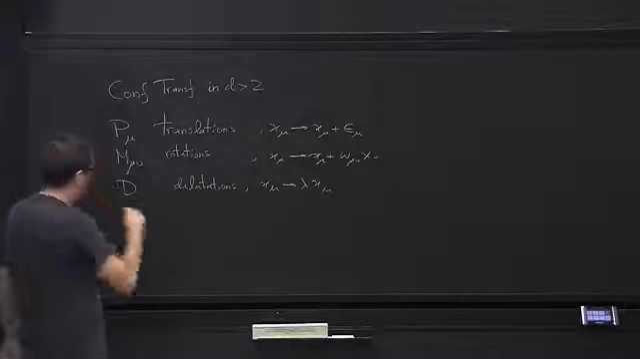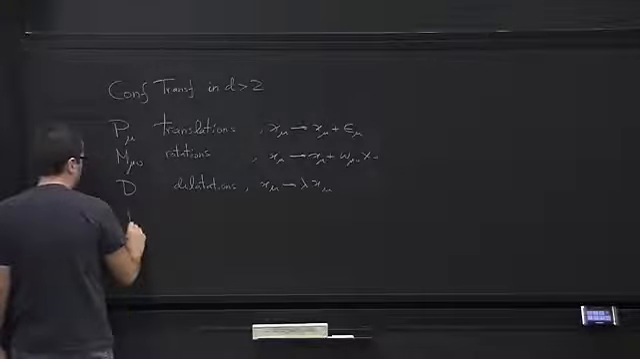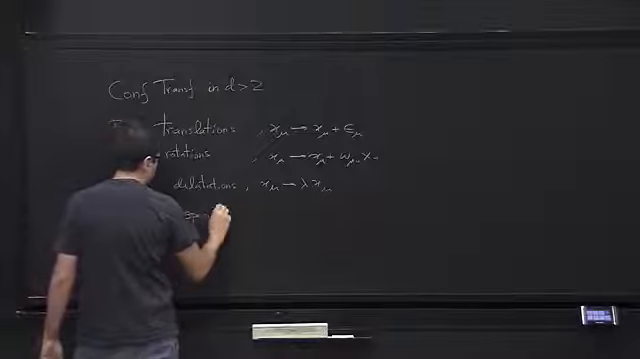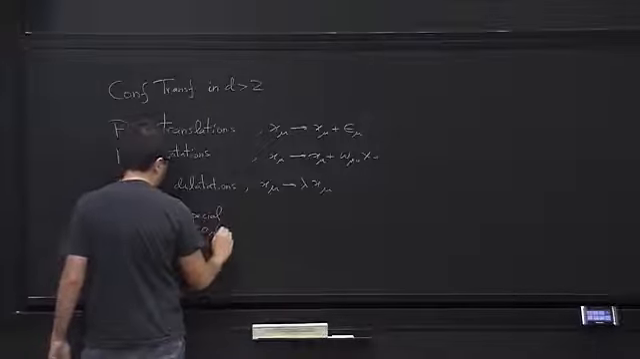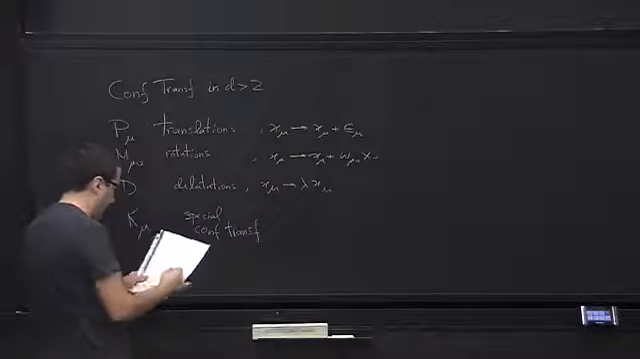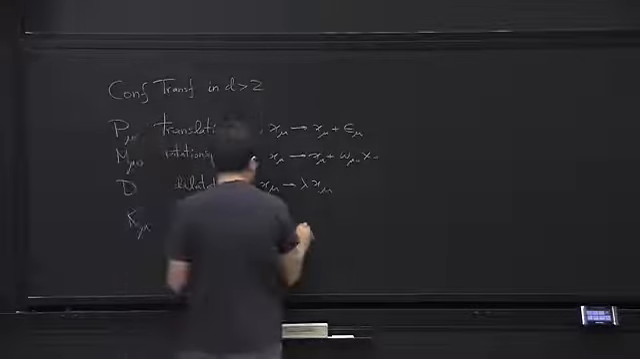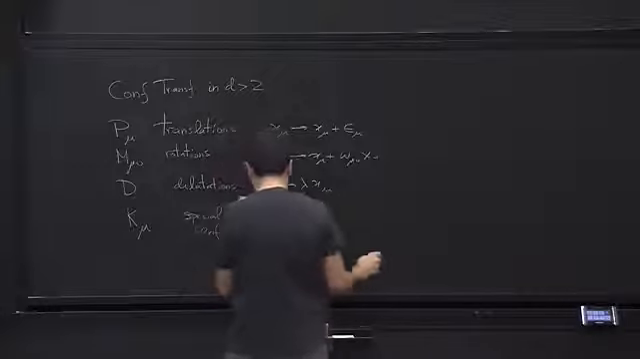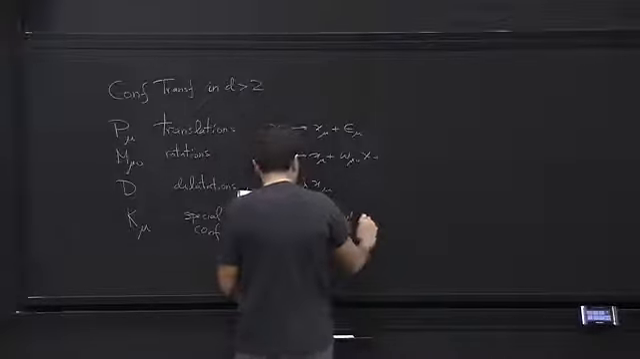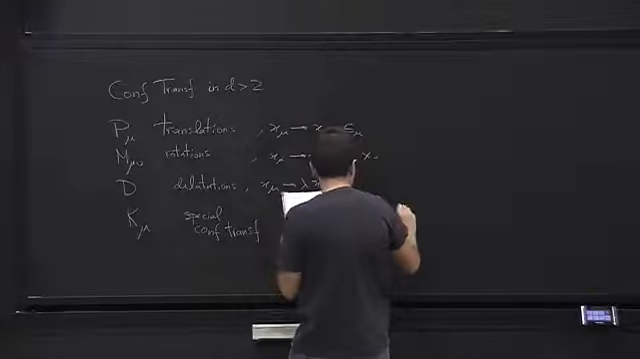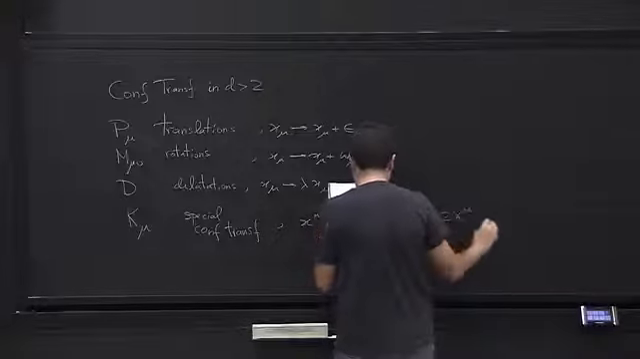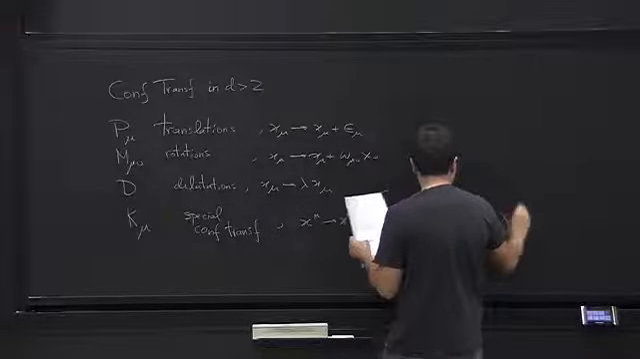And there's one more, which is called K^μ, the special conformal transformation. That I will explain in a minute, but infinitesimally, I'm just going to write it: x^μ goes to x^μ plus some infinitesimal parameter b^μ x² minus 2 x^μ b·x.